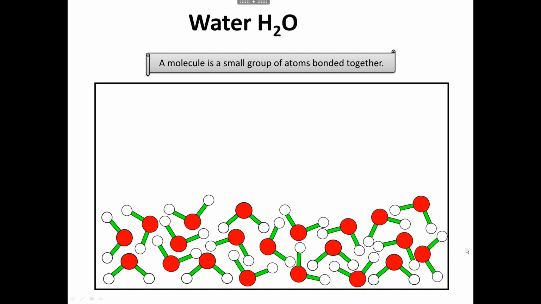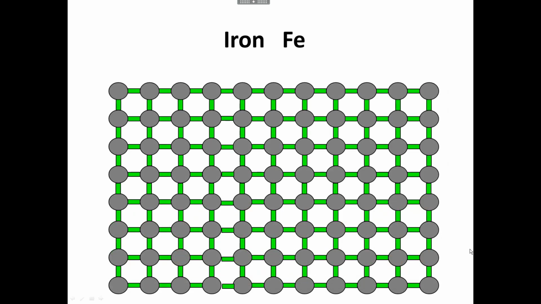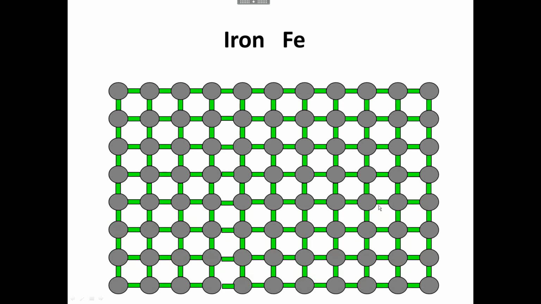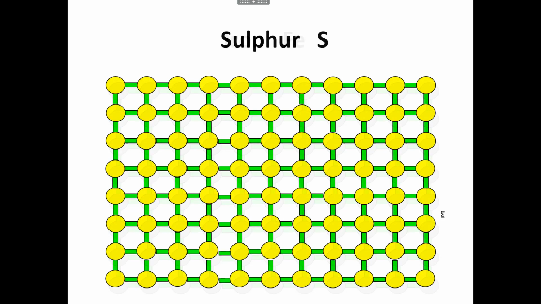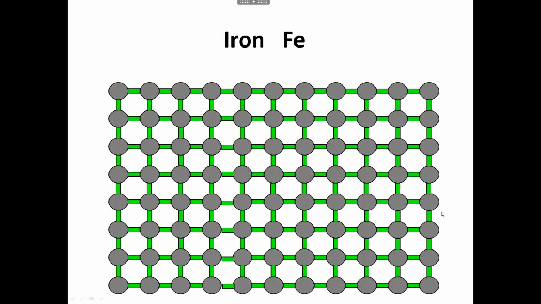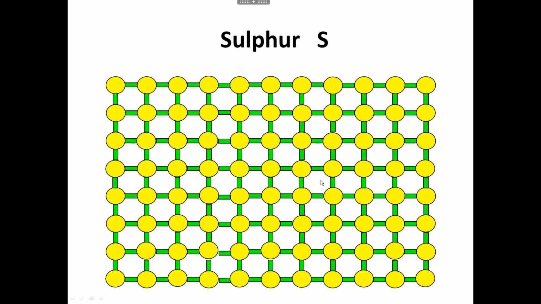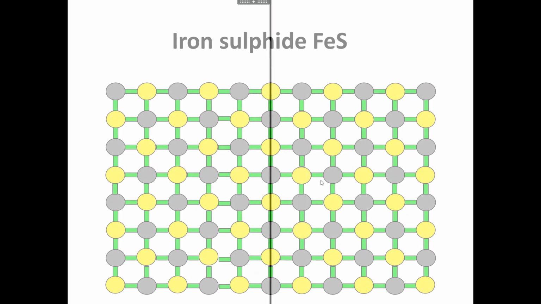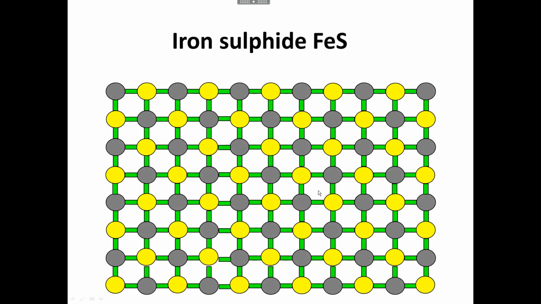The next one looks like it's going to be iron. Element or compound? Element made of one type of atom only. The next one is sulfur. Element made of one type of atom only. And this one, iron sulfide. Element or compound? It is a compound made of more than one type of atom bonded together. Let's keep moving through it.